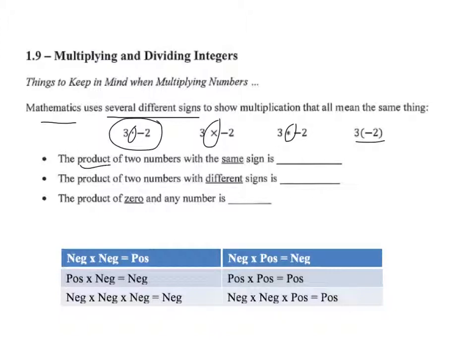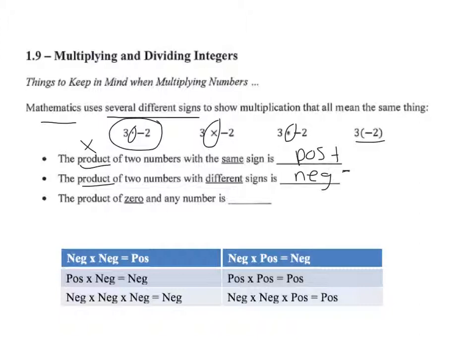The product, which means multiply, of two numbers with the same sign is positive, or plus. The product, which means you multiply two numbers with different signs, is a negative. So two negatives make a positive.